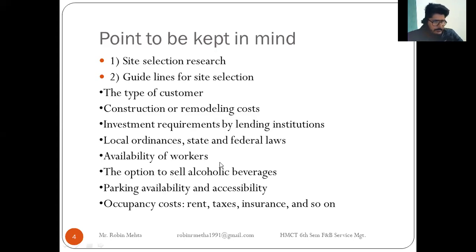Because rent is very important if we are renting the place. If we are purchasing that place, then it is okay. But if you are taking that place on rent, then you also have to check whether you are taking it at a reasonable rent or not. Okay, and so on.